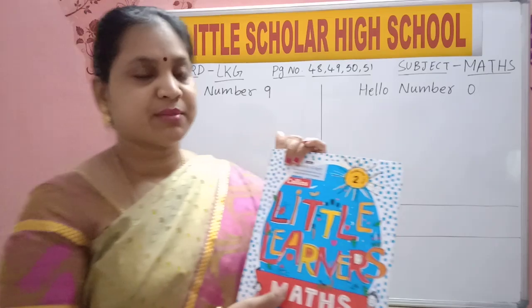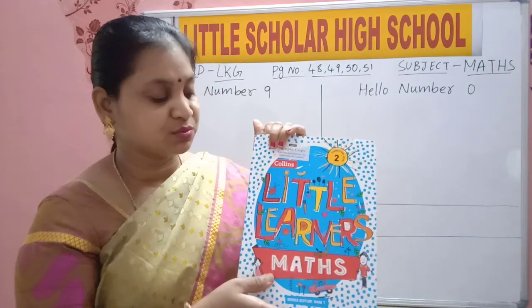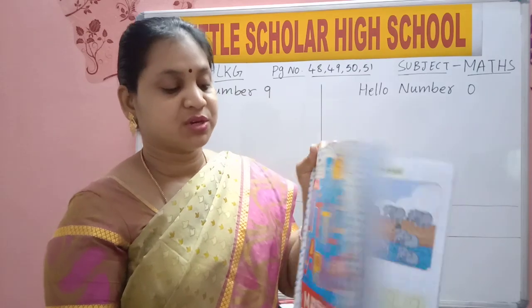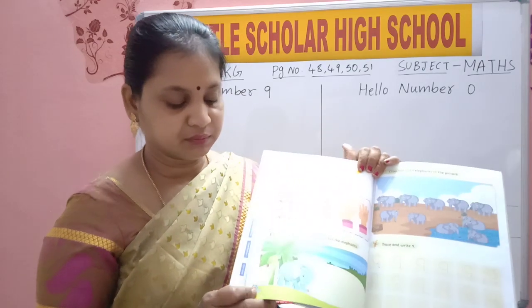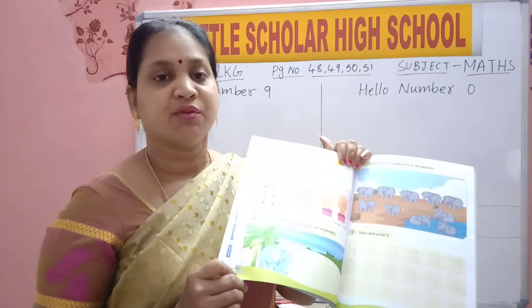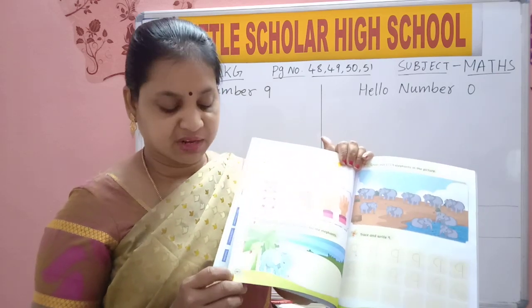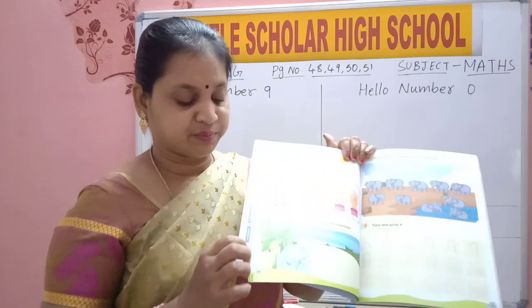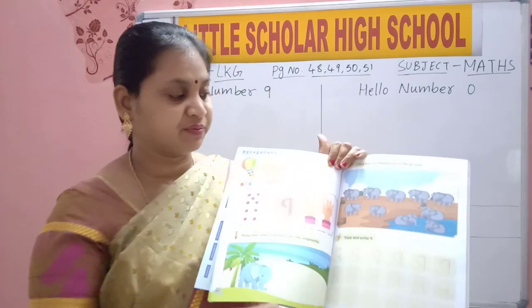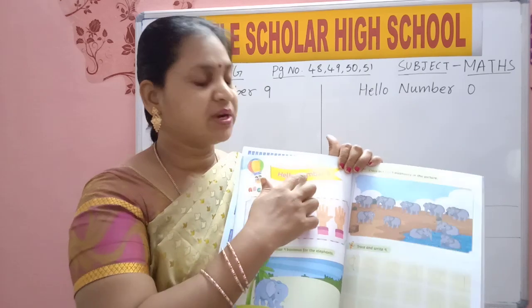Open your textbook. Little Learners Maths Level 2. Page number 48. Today we'll finish page number 48 and 49.